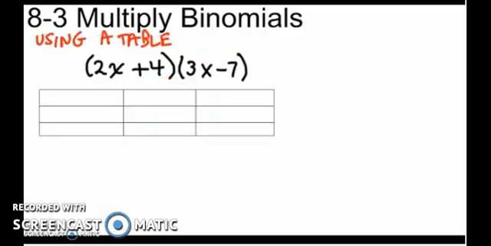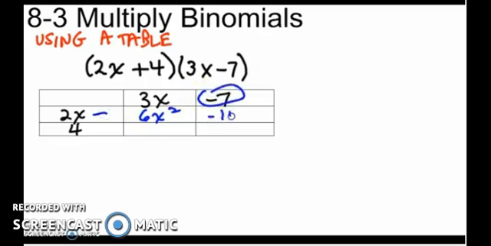Now we're going to use the table method to multiply these two binomials, putting the 2x and the 4 on the left and the 3x and negative 7 on the top two columns. We're now going to multiply 2x times 3x, giving us 6x squared, 2x times negative 7, giving us a negative 14x. There should be an x there. That's 12x, and 4 times negative 7 is negative 28.